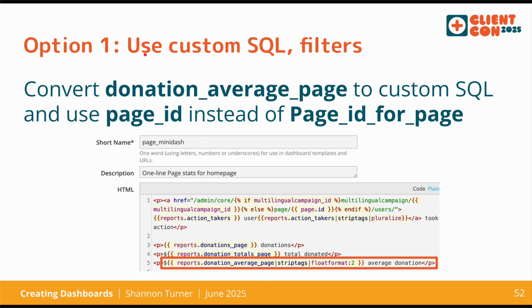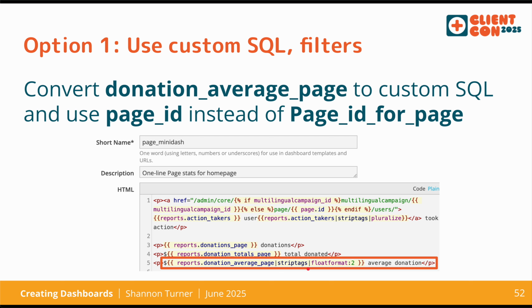Option 1, we can use custom SQL with some filters. So first, we would convert donation average page to custom SQL, and then we can use page ID instead of page ID for page. If we make that conversion, we can use the reports snippet instead of the reports tag. And so that lets us use the reports.shortname syntax. And then if we do that, then we can use filters like strip tags and float format.